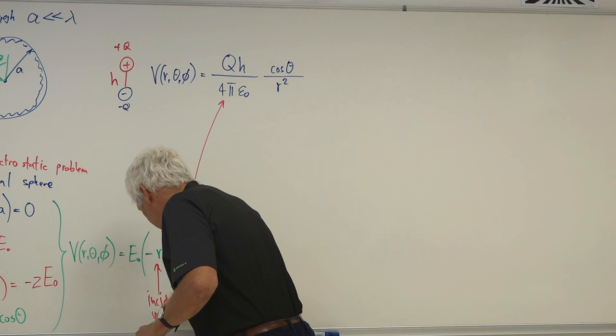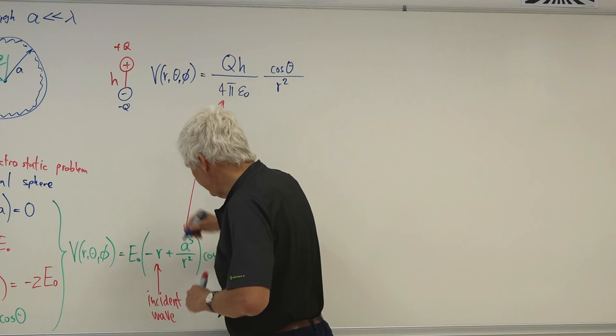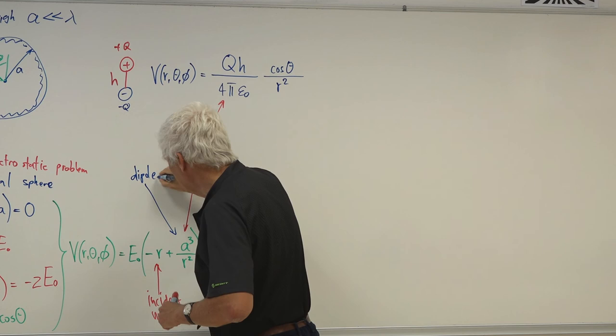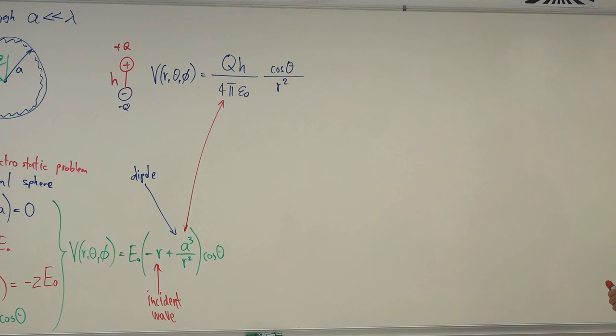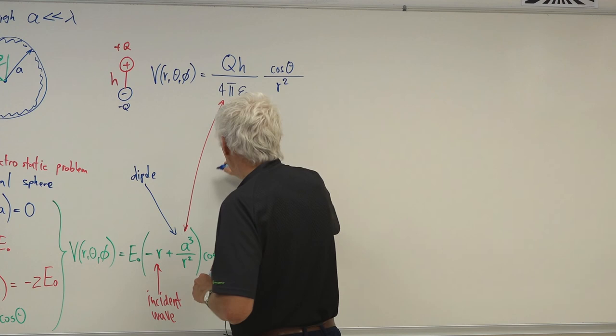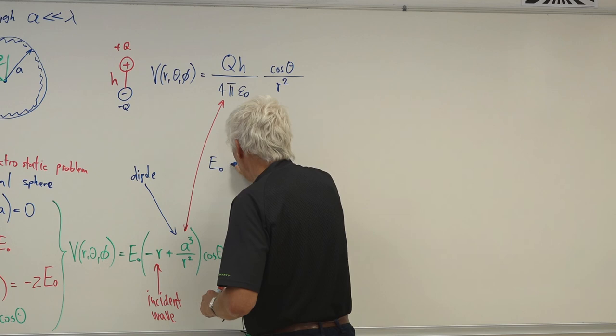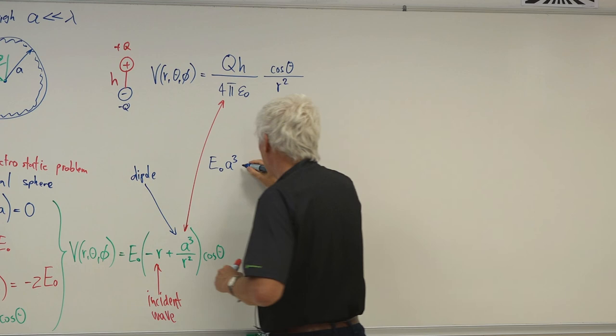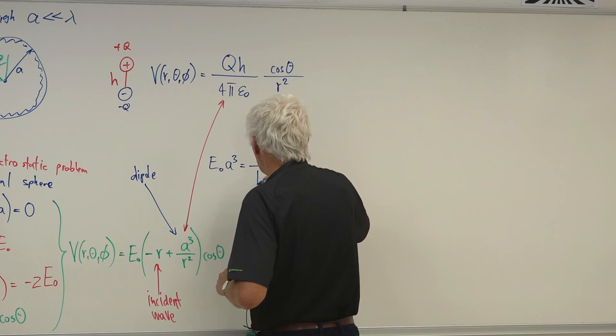While this term here is actually the dipole. And if we compare both solutions, we see that from this side is E0 times a to the cube, and from the other side this is Q times h, the strength of our dipole, or the moment of our dipole, divided by 4 pi epsilon 0.